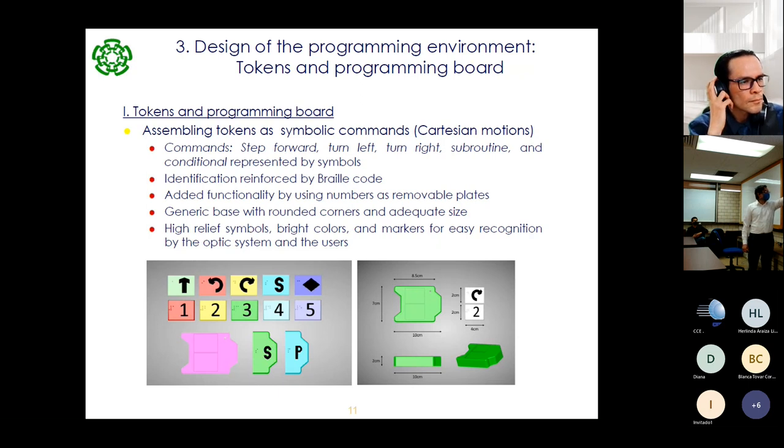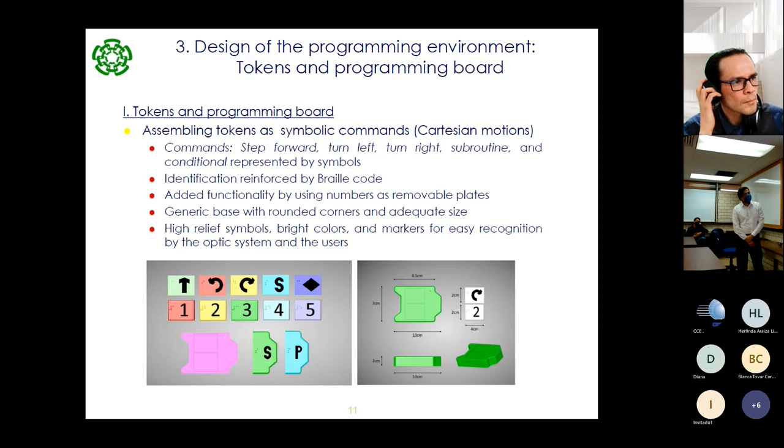The first is forward, then turn left, turn right, subroutine, and conditionals, each with its symbol: straight arrow, curved arrow to the left, curved arrow to the right, subroutine, and conditionals. Also, every small plate has a Braille code, a letter that identifies the command: A for forward, D for right, I for left, S for subroutine, and C for conditional.